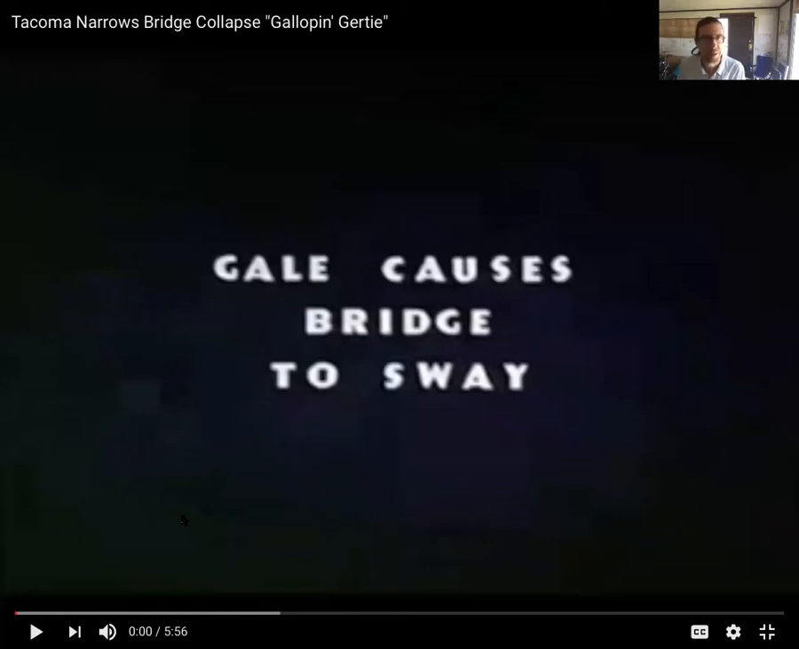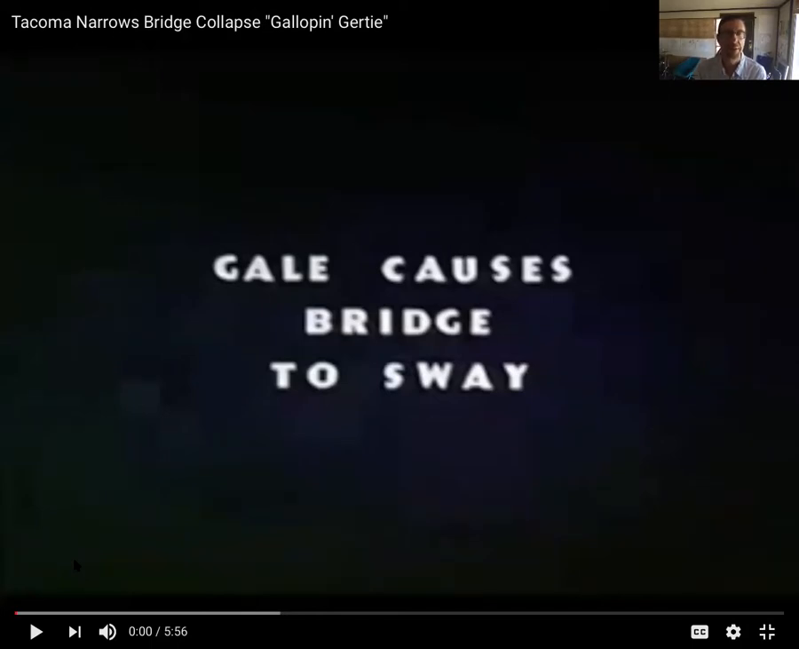Okay, so this was the Tacoma Narrows Bridge. Everybody seeing that? It says gale causes bridge to sway. All right, this is a more complicated system. It's clearly not a mass on a spring. And in the last section of chapter 3, they talk about the Tacoma Narrows Bridge and go through a more sophisticated model. But the idea is that even in this more complicated model, there's still resonance.